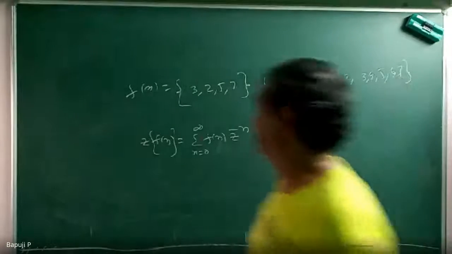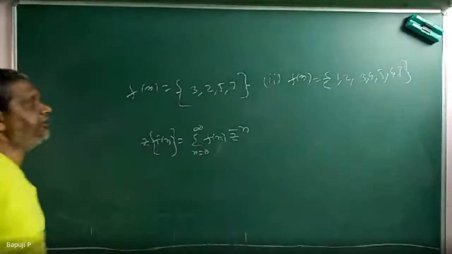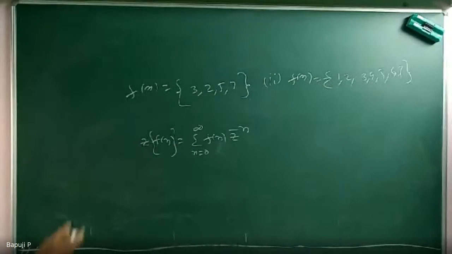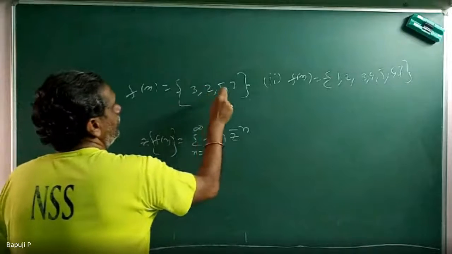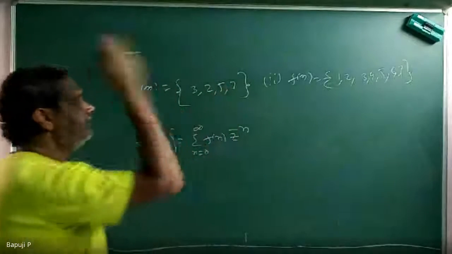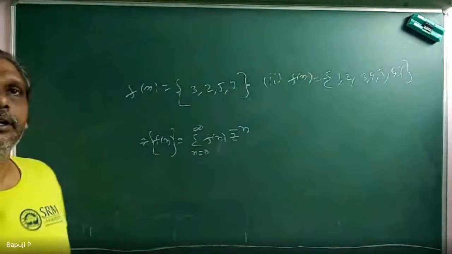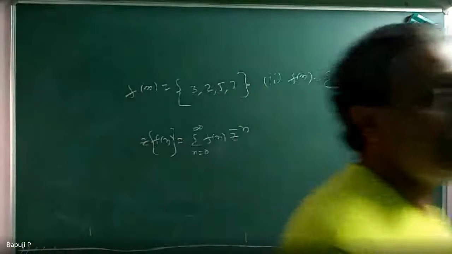Suppose n is equal to 0, what? Actually, this is the value given. 3 to 5 means what? f of 0, f of 1, f of 2, f of 3. The remaining all values vanish. So my function will stand 0, 1, 2, 3.